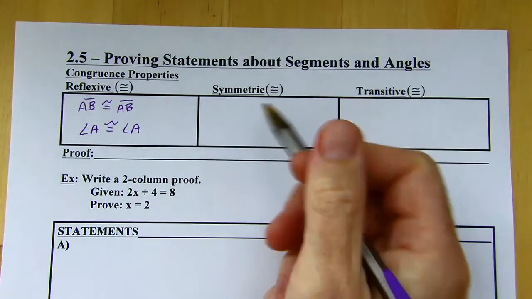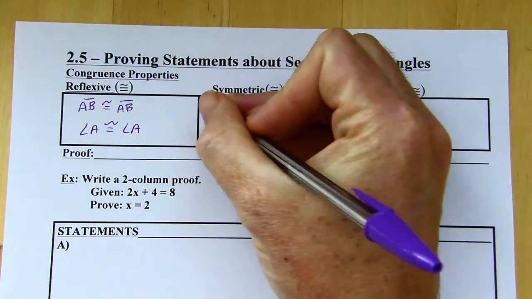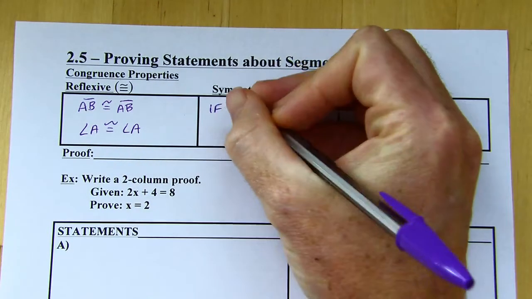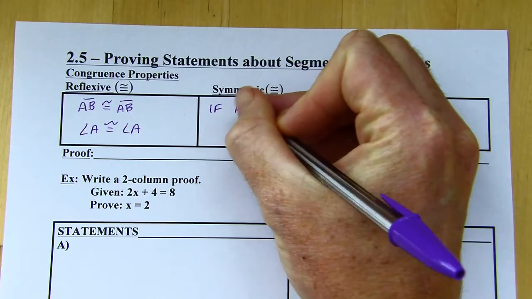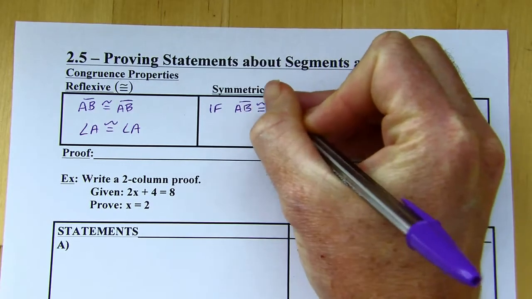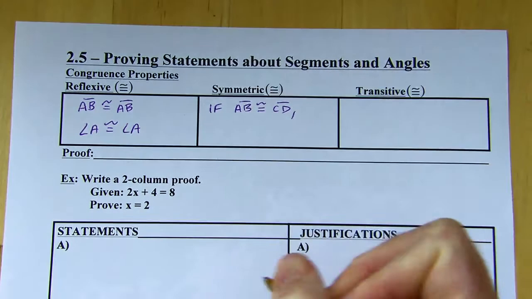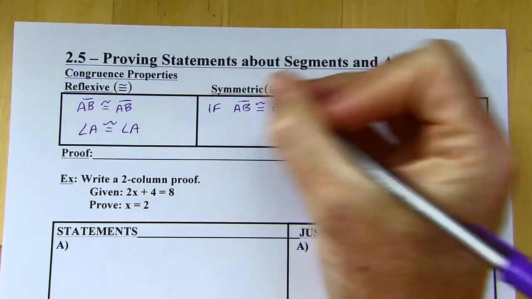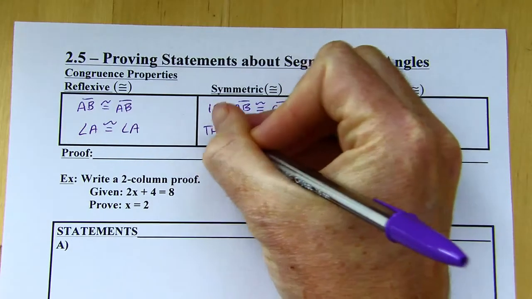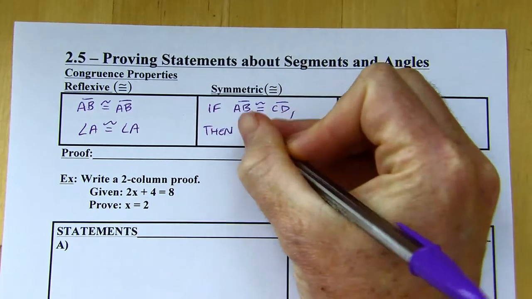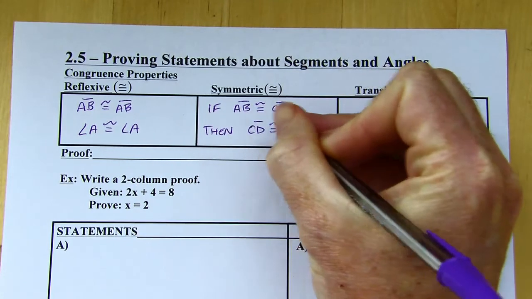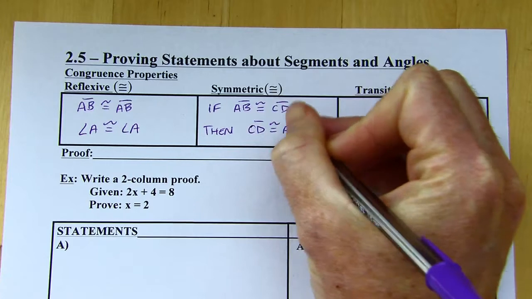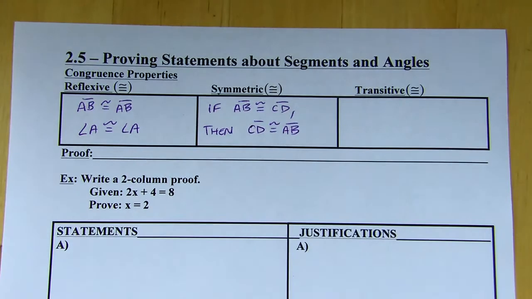But this is just, instead of an equation, a congruent statement. So let's say that segment AB is congruent to segment CD. Well, if that's true, then I can take this congruence statement and flip it around. So I could also say that CD is congruent to segment AB, like so. Okay. And the transitive property of congruence.